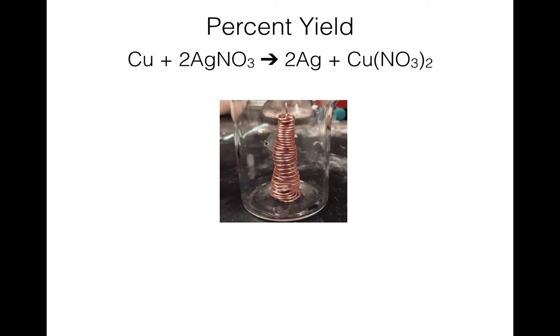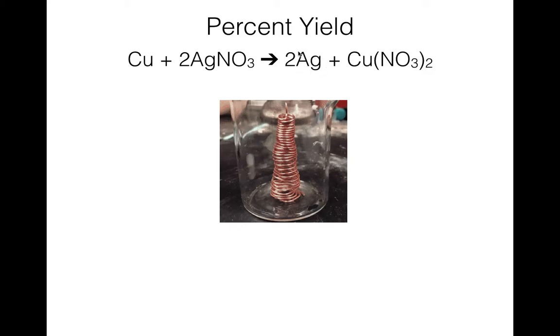So we have our copper wire here. Silver nitrate is what we're going to fill the beaker with, and you'll see that in the little video I'll play in a little bit. As you see, this is a single replacement reaction, right? So silver is going to get kicked out, and then we're going to end up with copper 2 nitrate and silver.